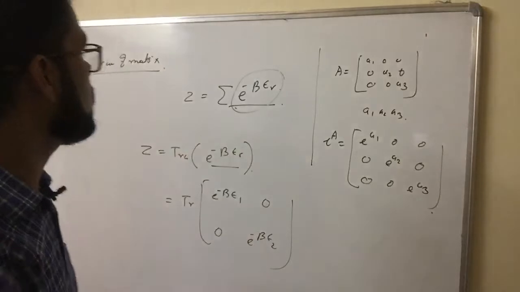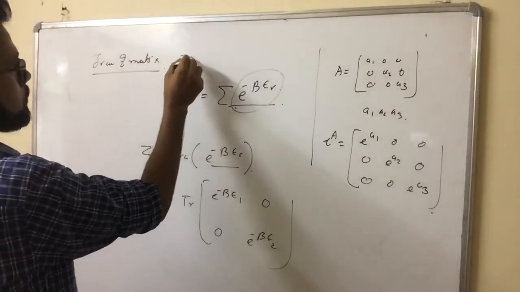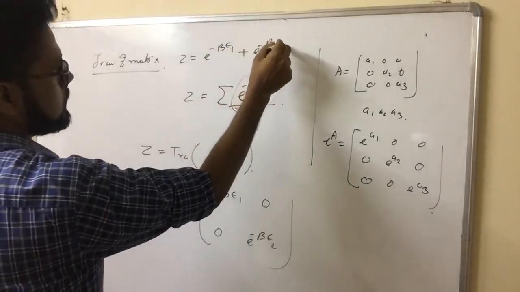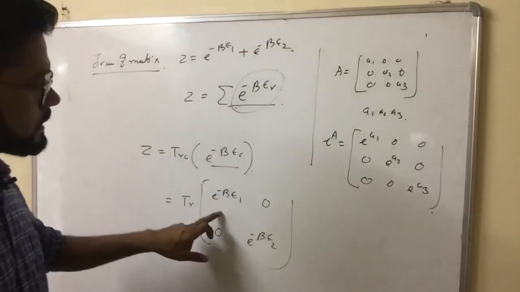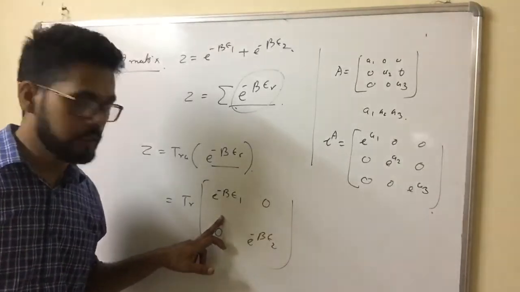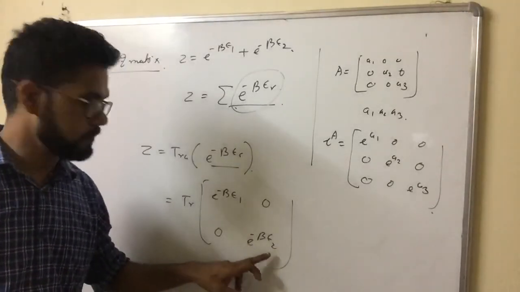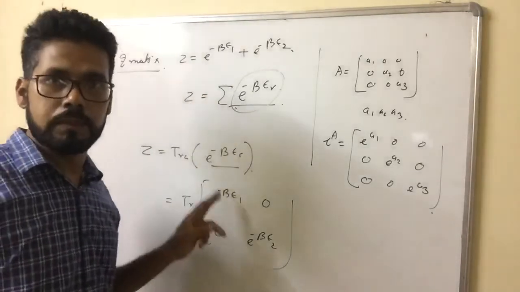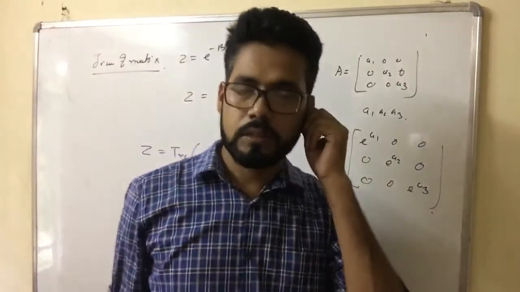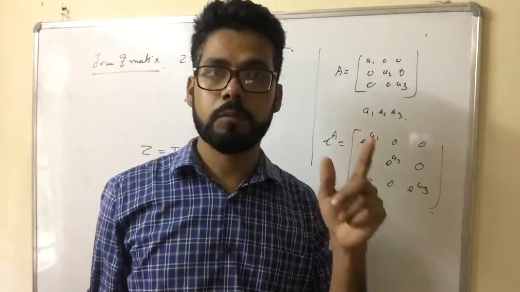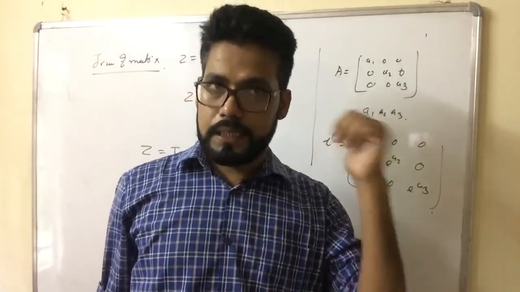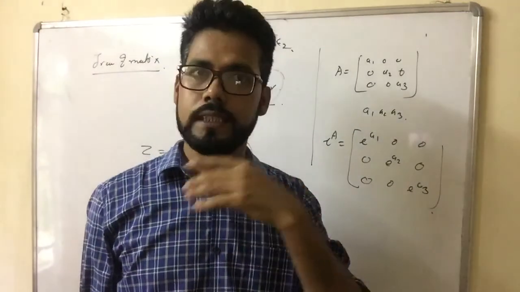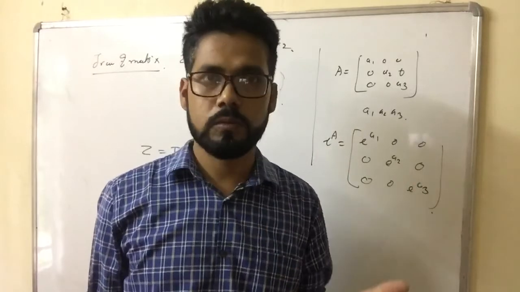Then the partition function for a system of two energy levels is e to the power minus beta e1 plus e to the power minus beta e2. Is it okay? And this I can express as the exponential matrix e to the power minus beta A, and the sum of the diagonal elements is the partition function. I have already told you the partition function in continuous form, in discrete form, and in matrix form. You can check this example, already given in the statistical material book, page 109.